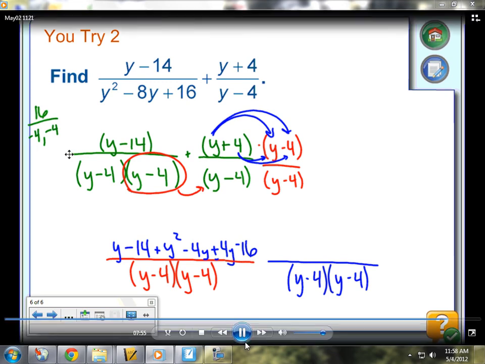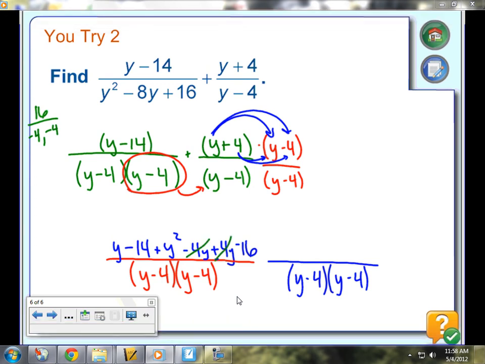Alright. So let's combine our like terms. Negative 4y and 4y, those are gone. They make 0. And our y squared, that'll be our leading term. We've got the single y from the front. And negative 14 and negative 16 make negative 30. And there we have it.